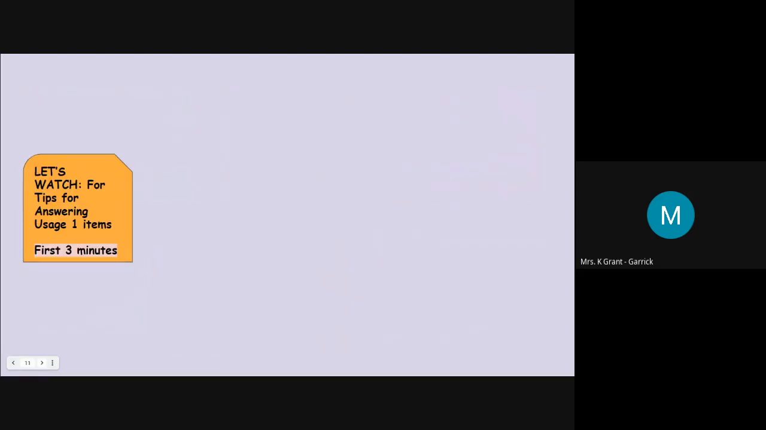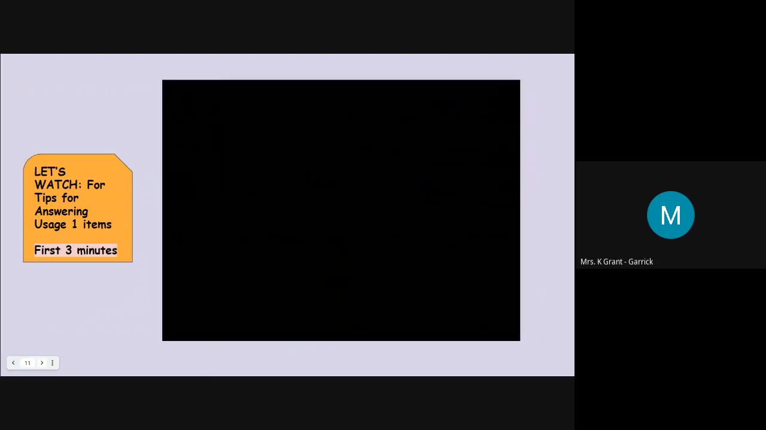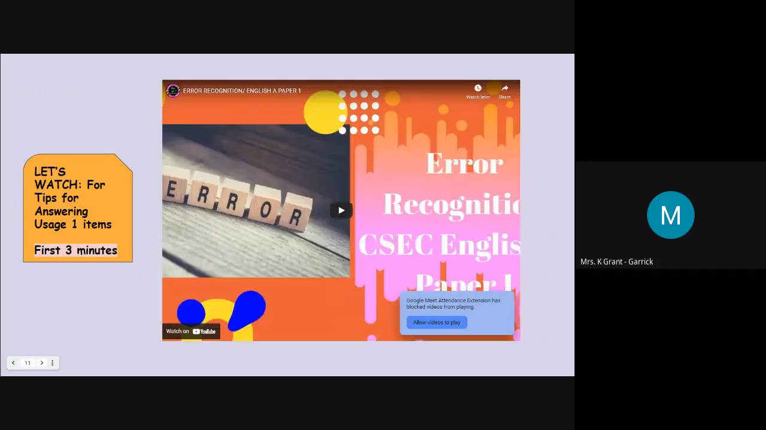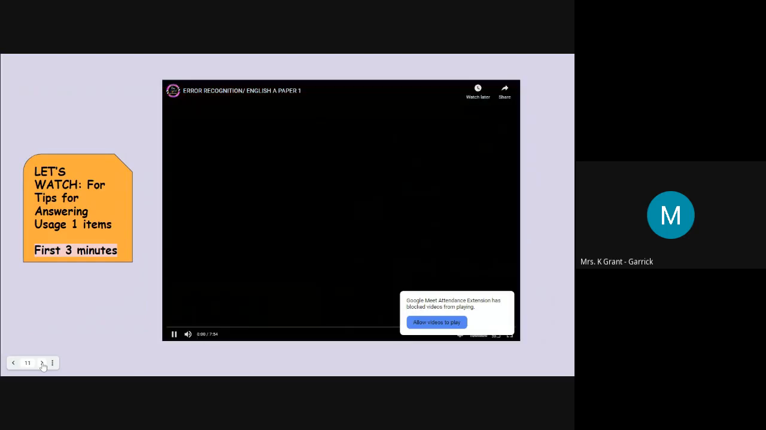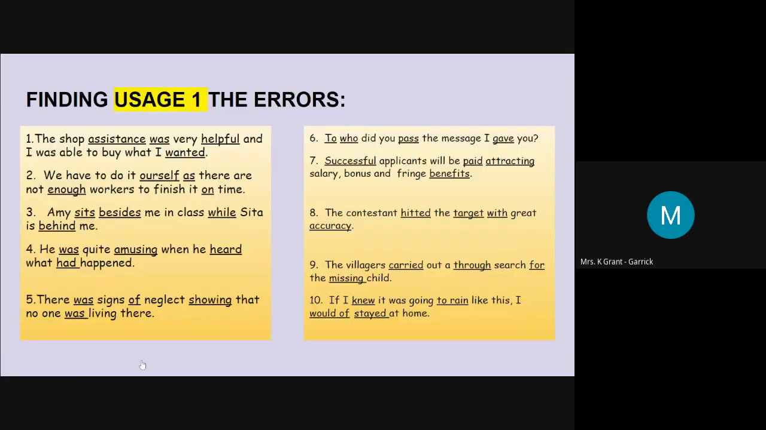I am hoping that when you go on the slide, you're able to look at this for yourself, because this is a good CSEC thing that you need to watch, that can give you some more information, whereas we think about usage one items. Let's look at these items here. Let's quickly walk through. We have just 7 minutes and I want to get into usage 2.